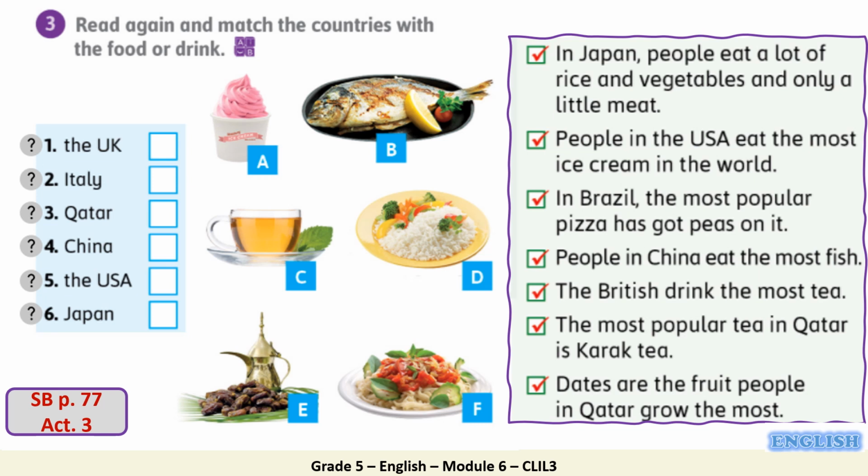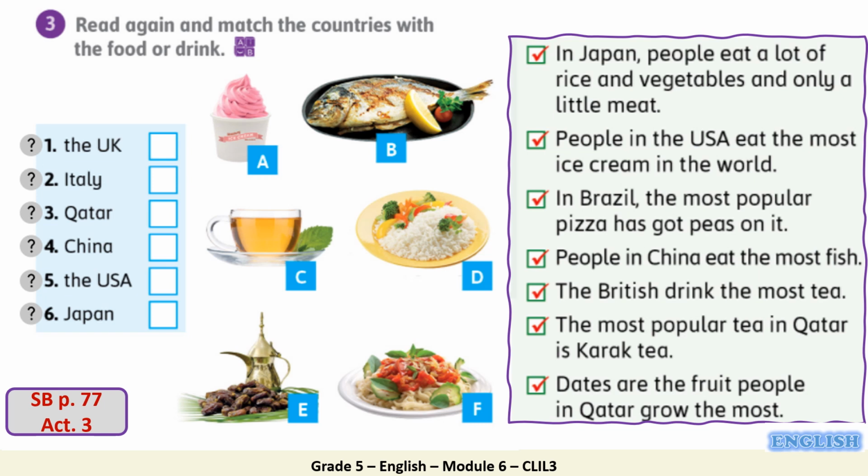Now, let's read again and match the countries with the food or drink. We have countries in here, and we have pictures of different foods. We will have to match the name of the country with the related food. Let's do the first example together.